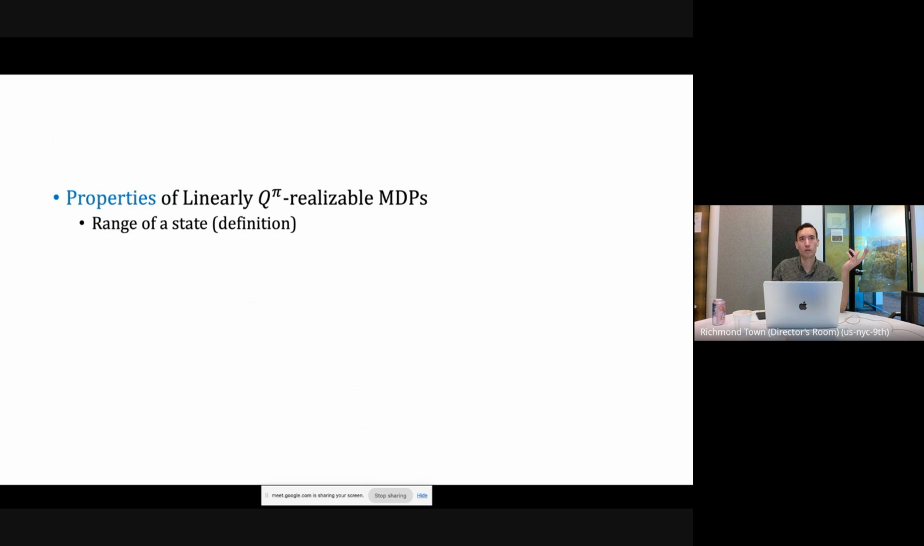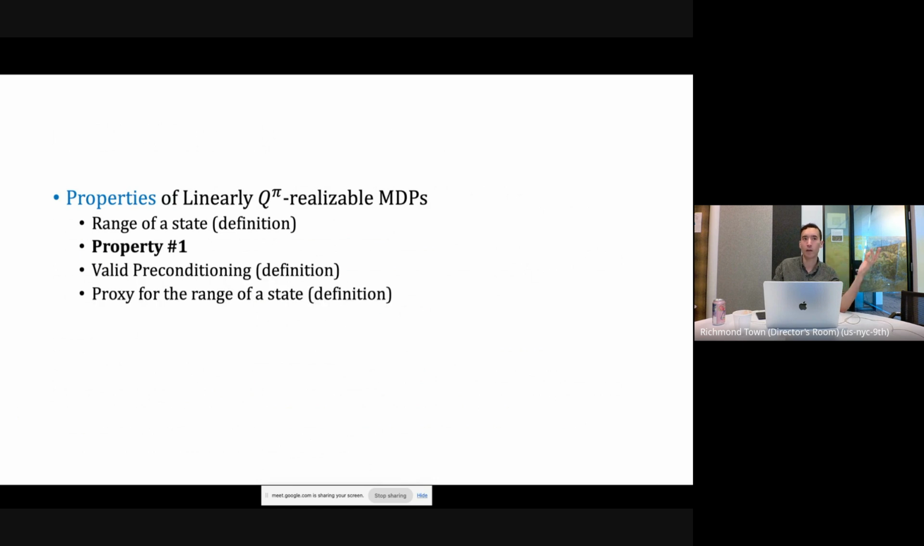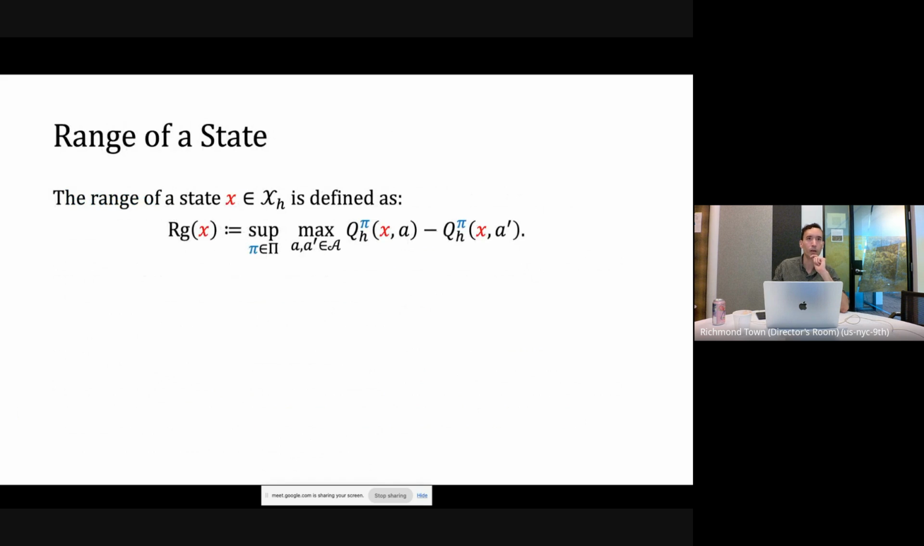I'm going to show you two key properties of linear Q-pi realizable MDPs. For that, I need some definitions. First, I'm going to define something called the range of a state, and with that, I'm going to define property 1. Then I have a couple more definitions before I show you the second property. Please feel free to ask me any questions in this part. The range of a state is essentially the worst-case difference in Q function when you vary pi. You vary pi and look at Q pi (x, a) minus Q pi (x, a prime), and you want to look at the largest difference.